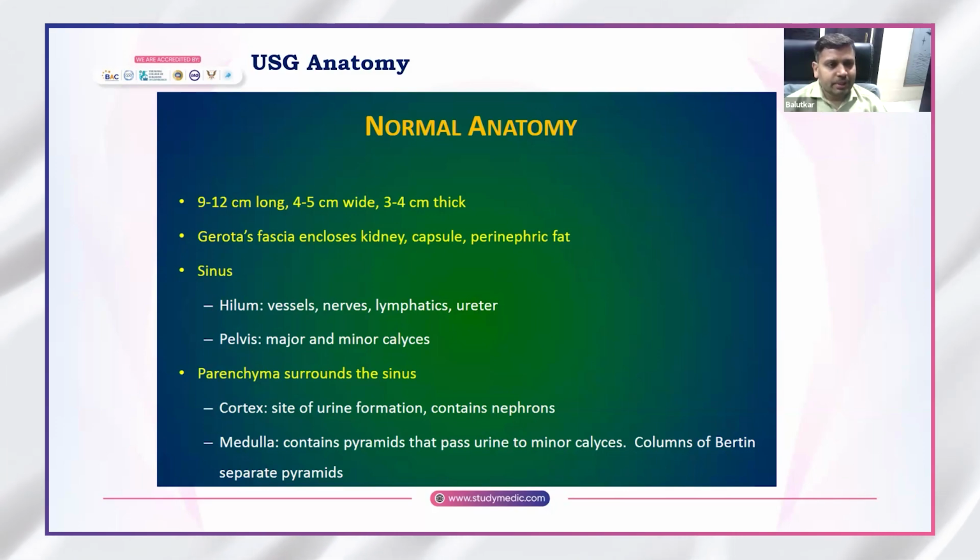So the normal appearance of the kidney on ultrasound is, craniocaudally, it measures 9 to 12 centimeter, and it is 4 to 5 centimeter in width and 3 to 4 centimeter in thickness or anteroposterior dimension.